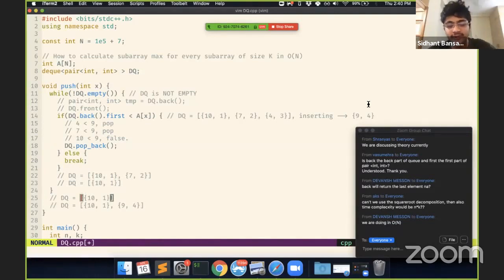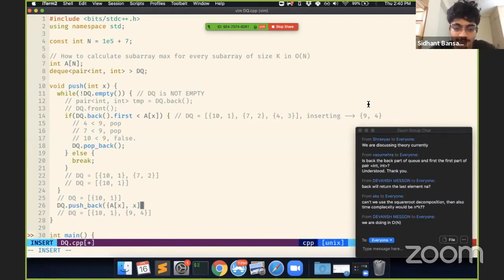So after 10, 1, we'll have to insert 9, 4 again. Up till this point, we have just ensured that we have popped out all the elements required. So this array 10, 1, 7, 2, 4, 3 now just has 10, 1. Now the next step will be to dq.push_back and actually insert ax, x.